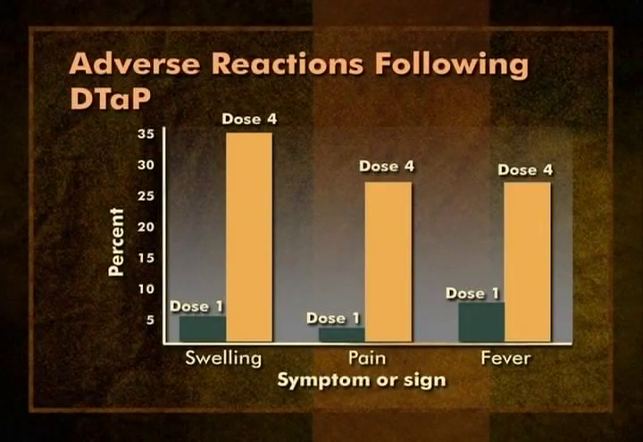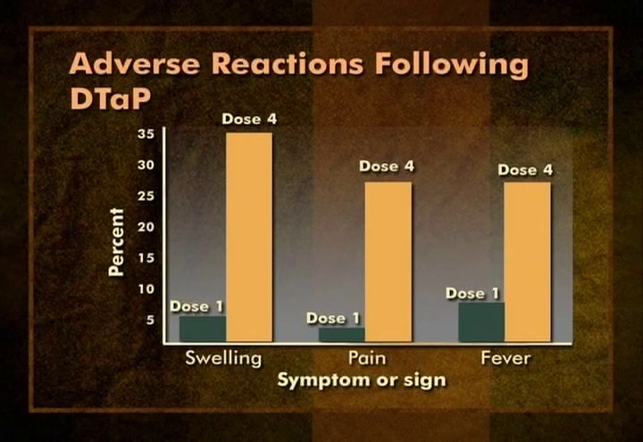Available data suggests an increase in the frequency and magnitude of local reactions with both the fourth and fifth doses compared to the first three doses. Here is an example. This graph shows the percentage of children reported with swelling, pain, or fever of 101 degrees Fahrenheit or higher following administration of Infanrix. The green bar represents reactions following the first dose, and the tan bar reactions following the fourth dose. Reports of these reactions were substantially higher following the fourth dose of the series.